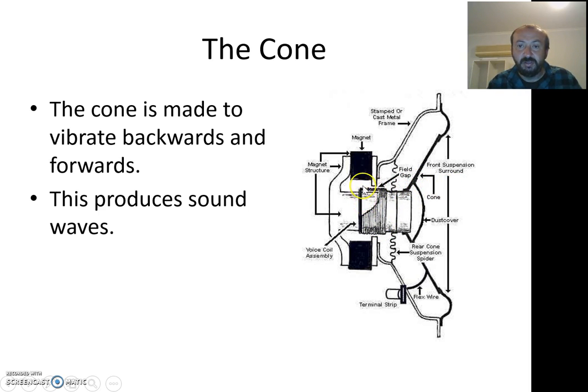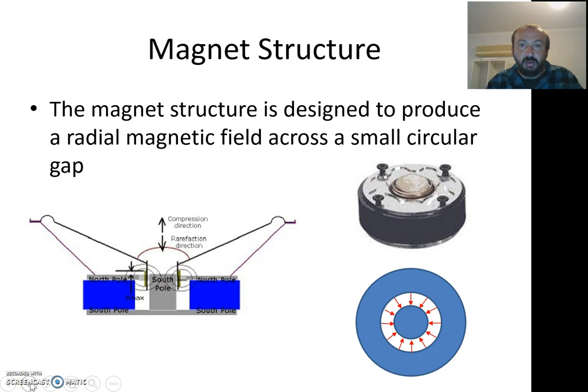As for the force, remember the force will be at right angles. So if the field's this way, the force to move this coil, and this whole coil will move, will be in this direction here, going sort of left to right there. Okay, and the field going from top to bottom there. Okay, the magnetic structure, this just gives you a bit of an idea.